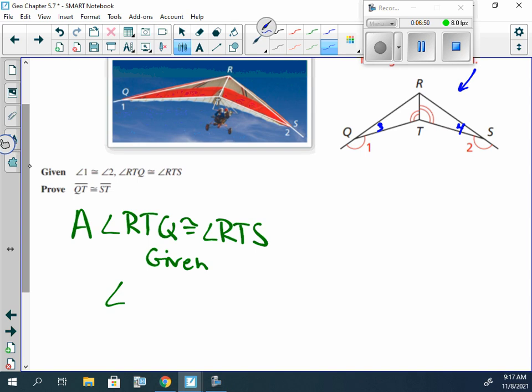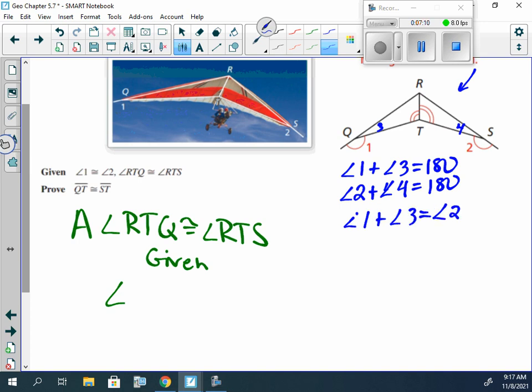I'll just write it out here. We can say 1 plus 3 is equal to 180, yes? And 2 plus angle 4 is equal to 180, yes? Well, by the transitive property, I can say that 1 plus 3 is equal to 2 plus 4, yes?